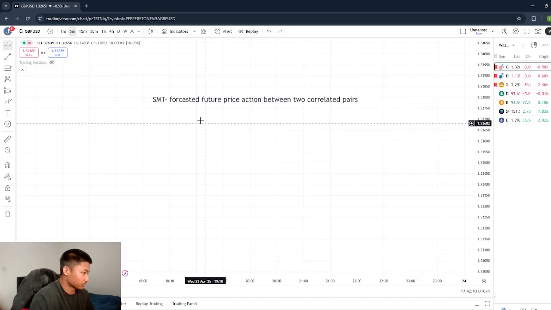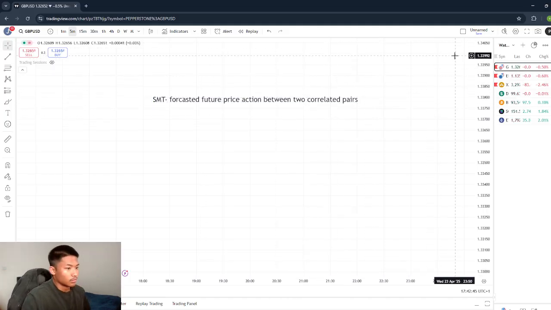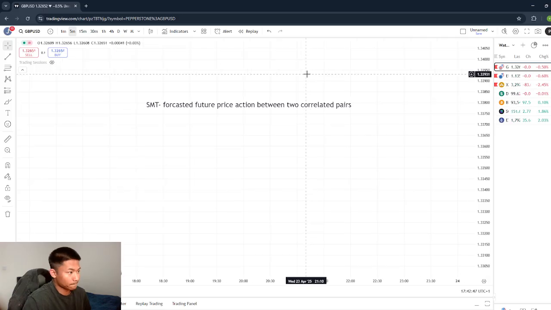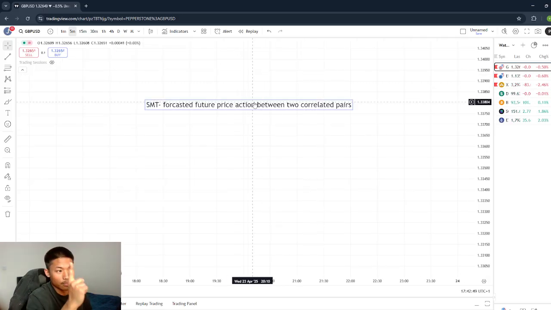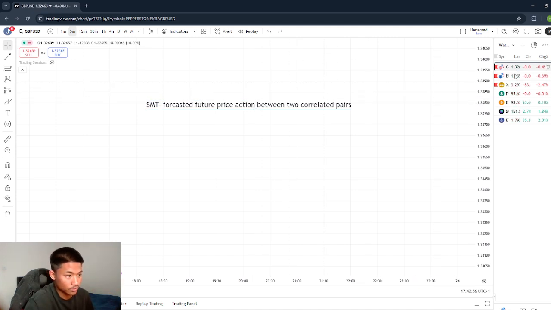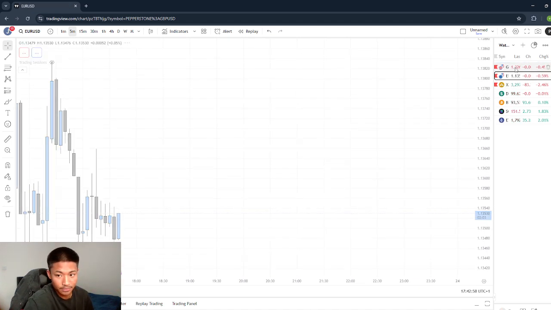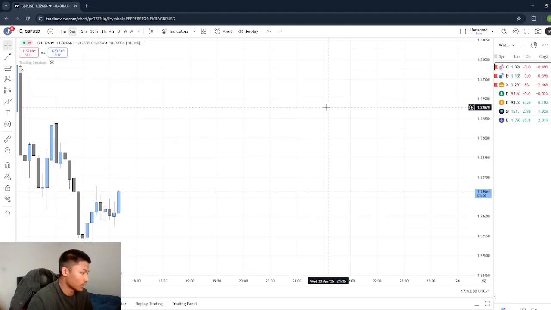So yeah, with SMT, it requires 2 pairs. So the pair I use is GU and EU, because these two go hand in hand with one another, and I'll show you how.